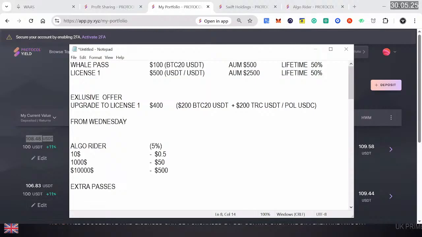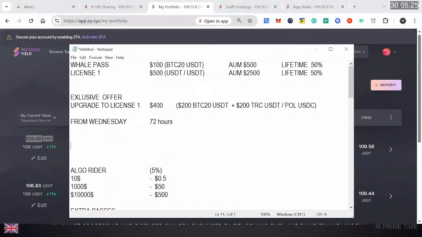And this offer will be available only for 72 hours. Only for 72 hours. So this is your time now. You still have Saturday, Sunday, Monday, Tuesday, and from Wednesday, this offer will start. Thereby you have 72 hours to claim this benefit. After this, it will again roll back to $400 in TRC20 USDT or Polygon USDC.